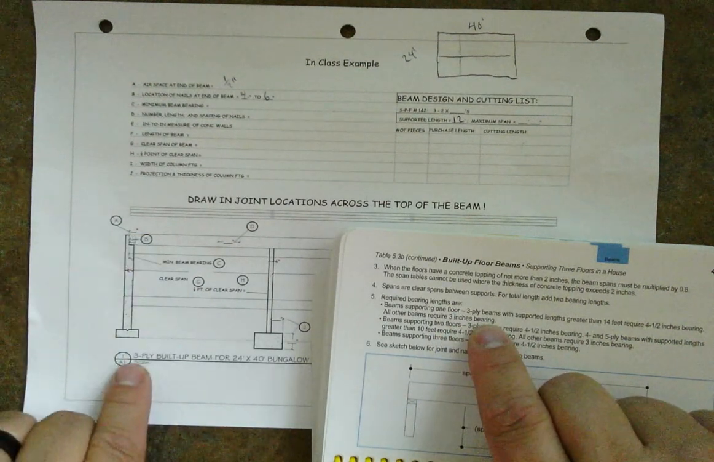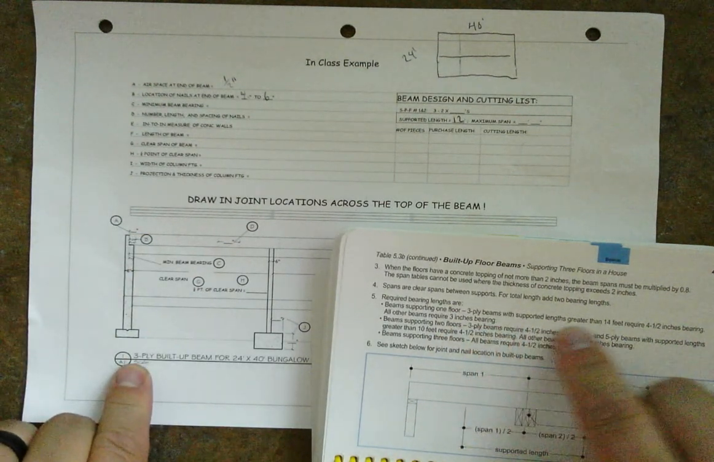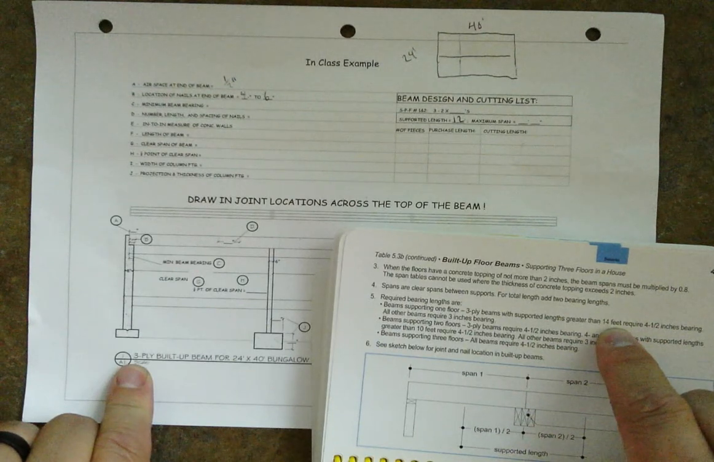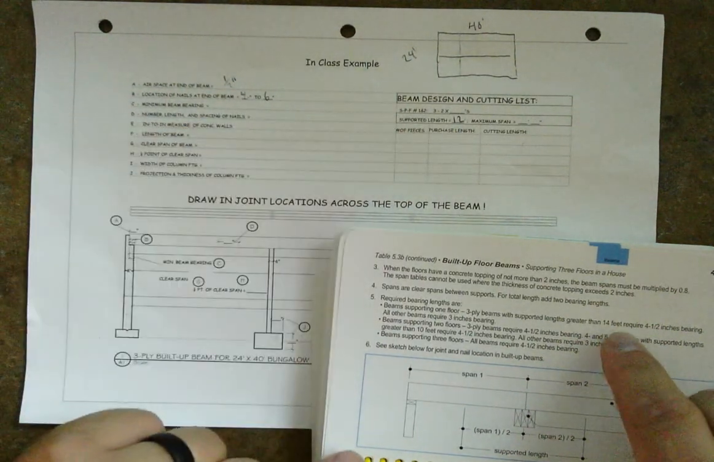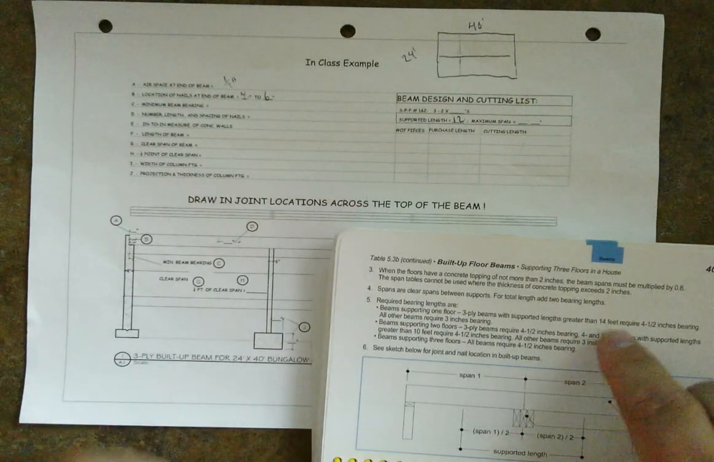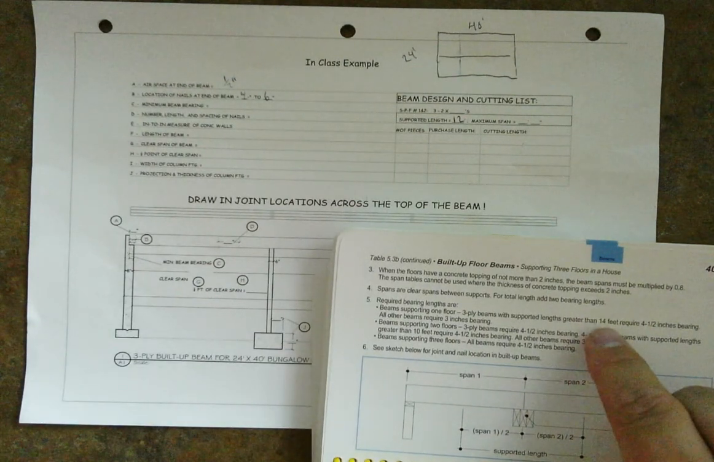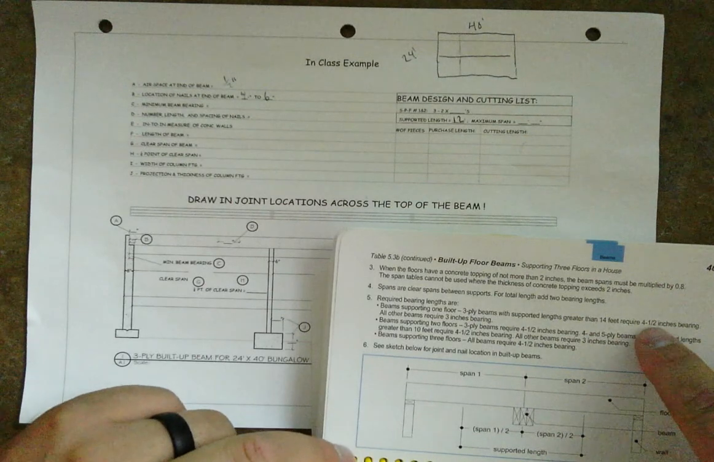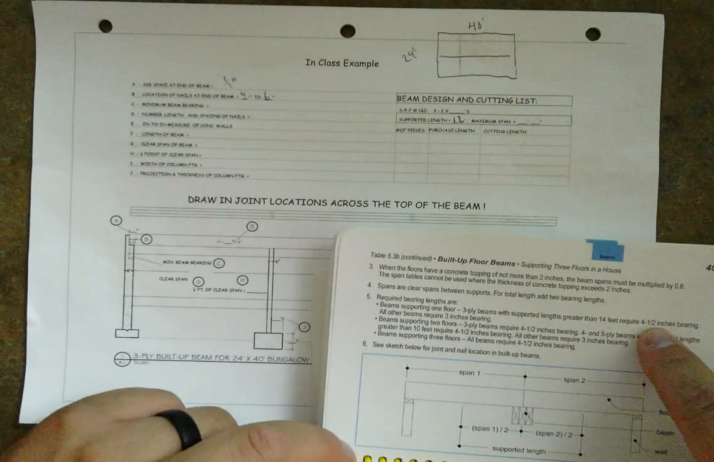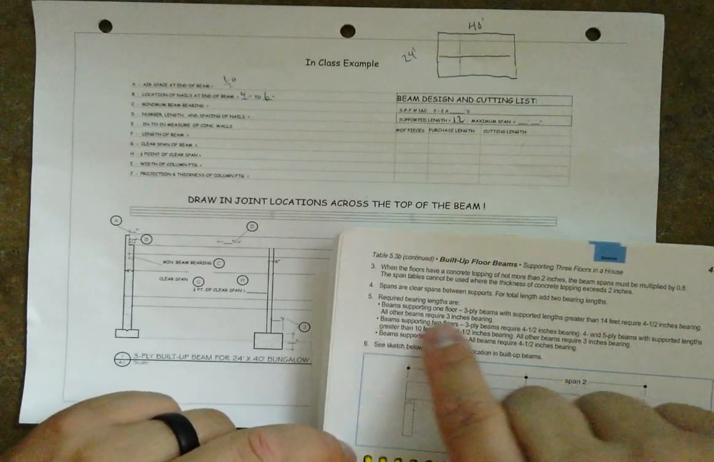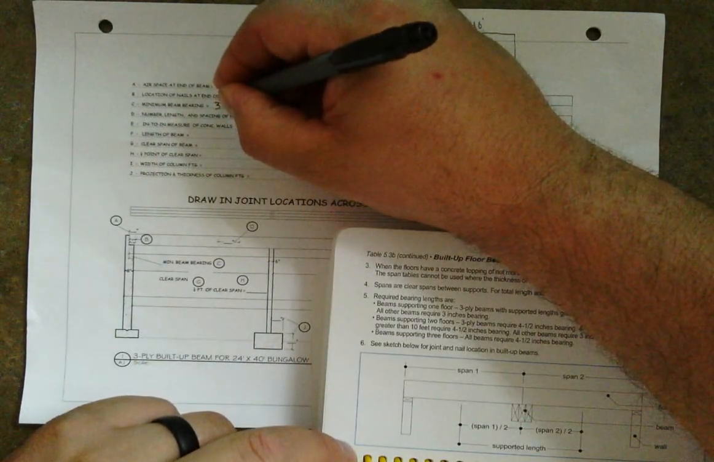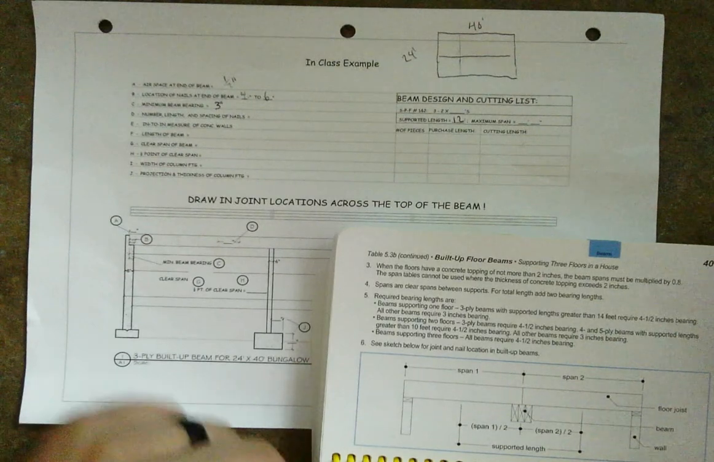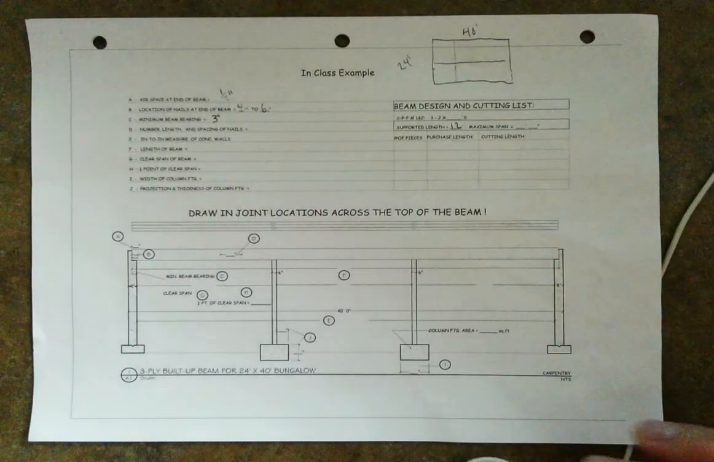So in this case, it is a 3-ply beam, but our supported length is only 12, not 14. If it was greater than 14 feet, the bearing would have to be 4.5 inches. But in this case, it's not, so all other beams are 3 inches. So we can write down 3 inches there. Okay? So put that book off to the side for a little bit.